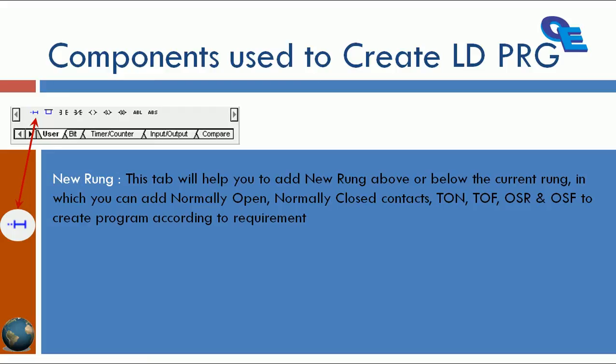Now let's see which components are available in ladder diagram programming. First of all, this icon indicates the new rung. This tab will help you add a new rung above or below the current rung, in which you can add normally open and normally closed contacts, OTE, OTL, OSR, OSF to create a program according to your requirement. To add a new rung, you have to click on this button.